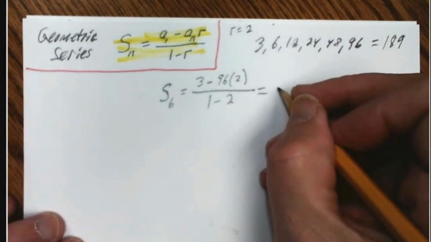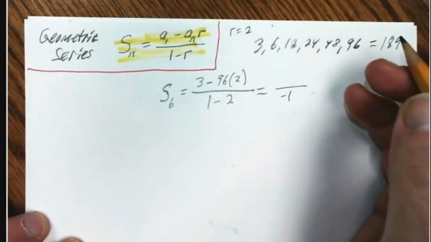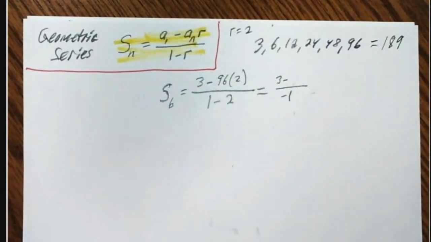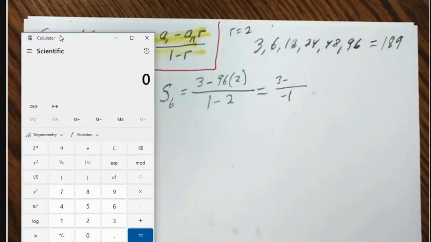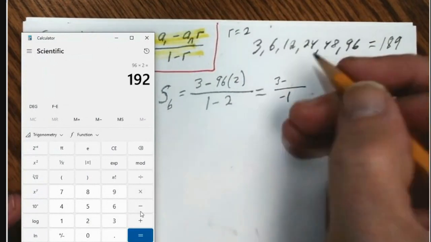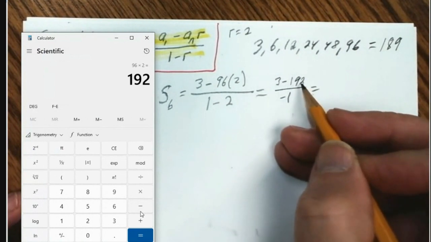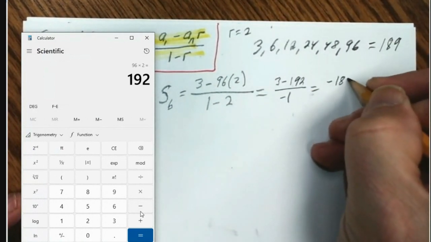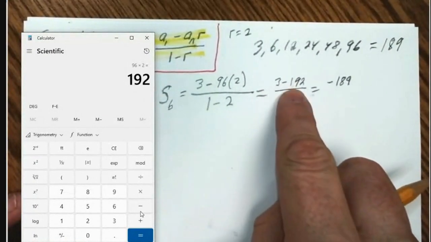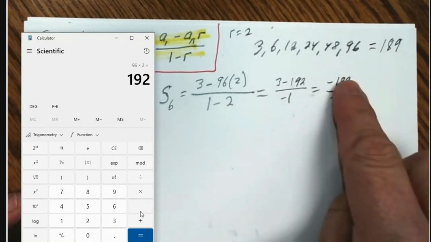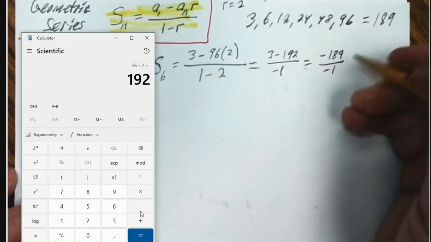Okay, well, the bottom, we already see 1 minus 2 is negative 1. And we got 3 minus something, 96 times 2. Most of you probably have that in your head, but we're going to put it in the calculator just to make sure we're not making any mistakes. 96 times 2. 192. So 3 minus 192. Well, that's going to be negative 189. Because we've got a positive 3 and a negative 192. Divided by negative 1. So a negative divided by a negative. 189 divided by 1.